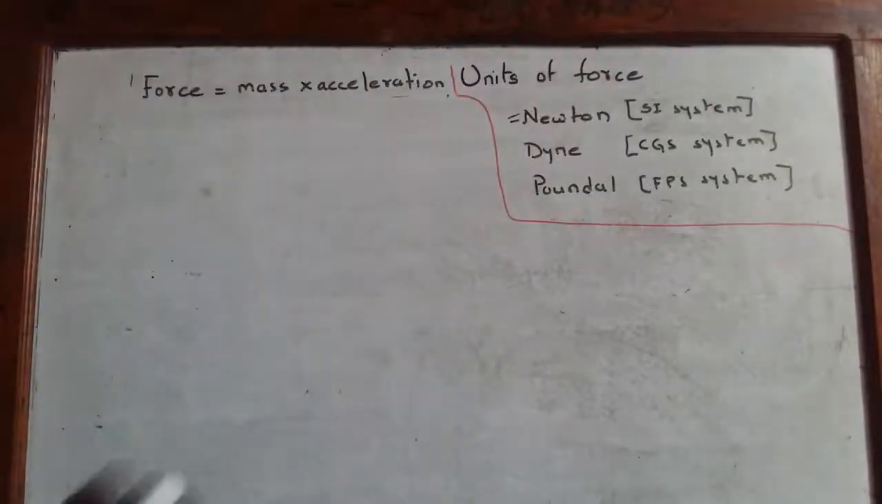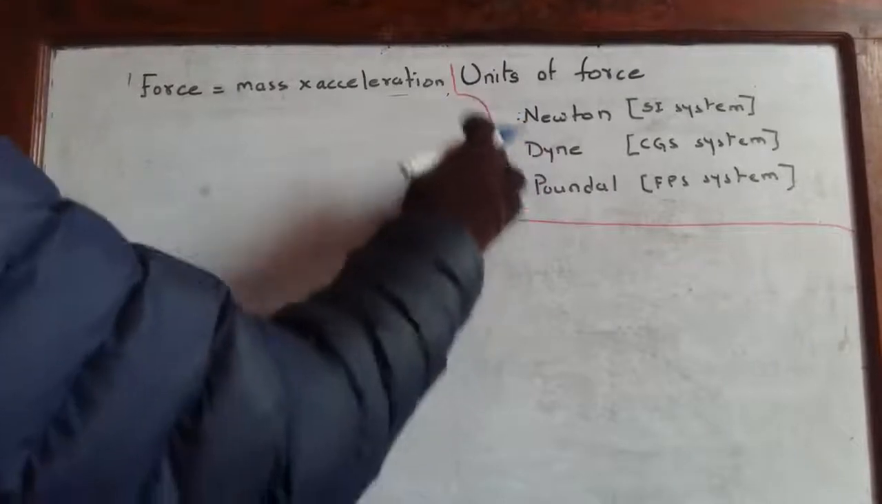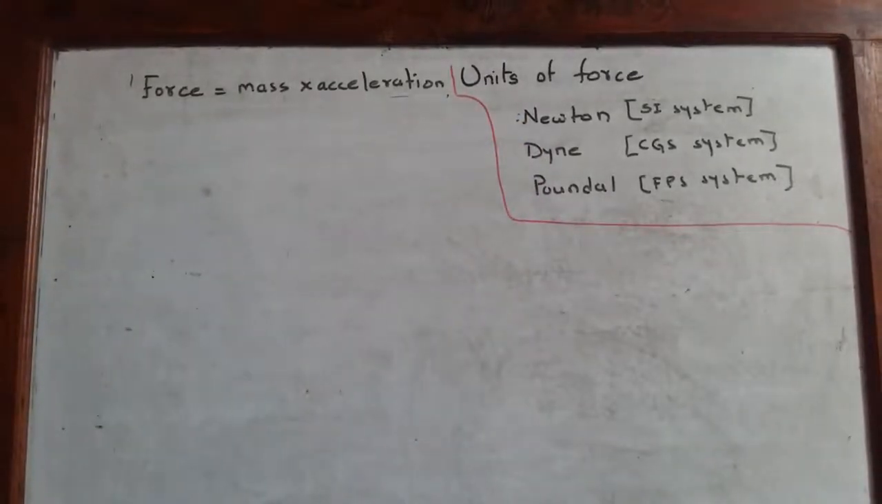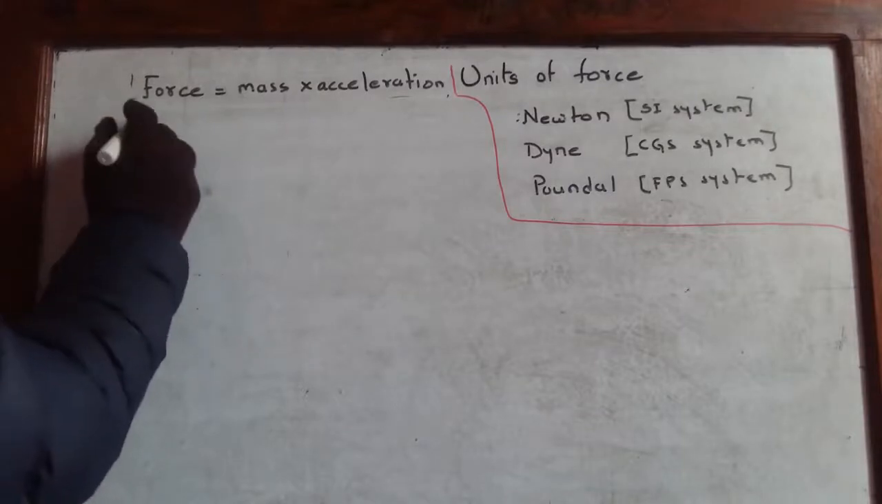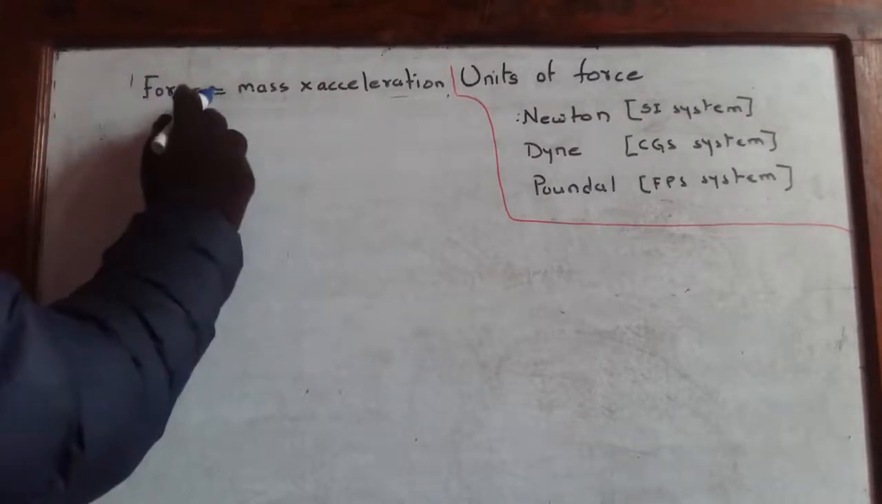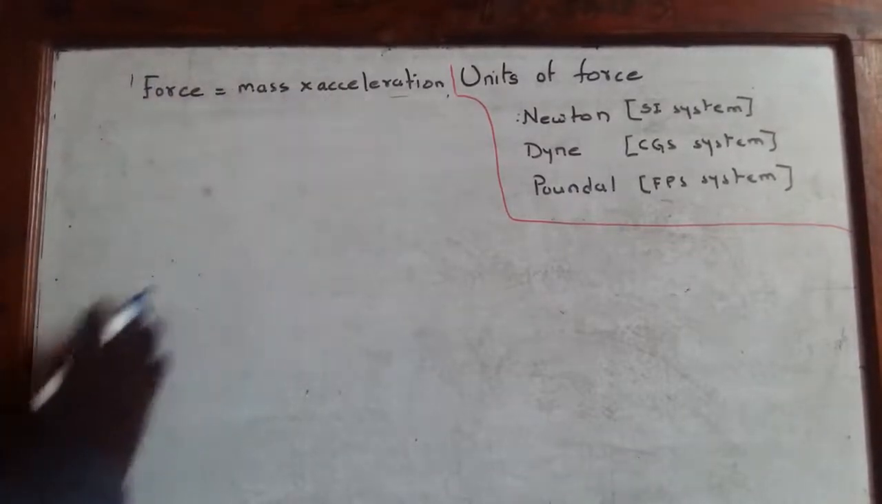Units of force. We have 3 units of force here. Newton, that is in SI system, and dyne is the unit of force in CGS system, and poundal is the unit of force in FPS system. Now we'll try to define each of them one by one with the help of this formula, that is force is equal to mass times acceleration.